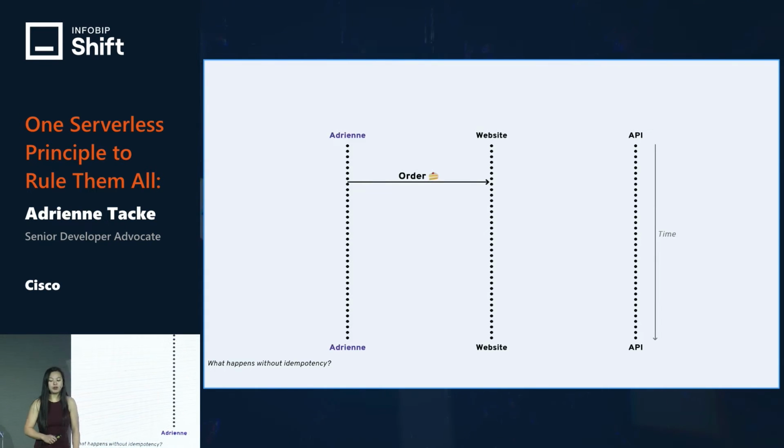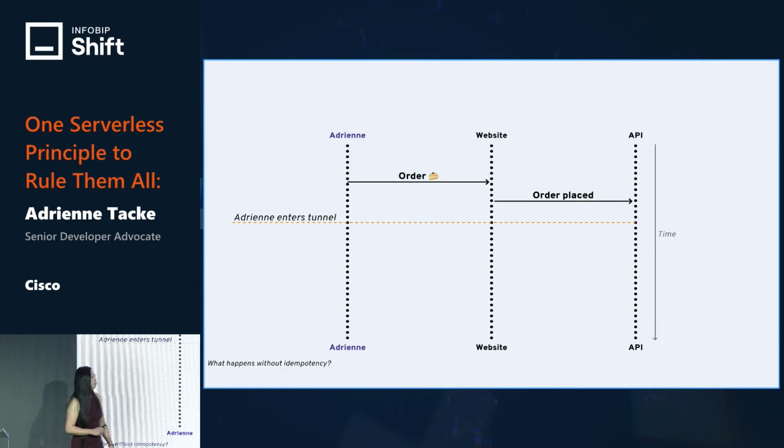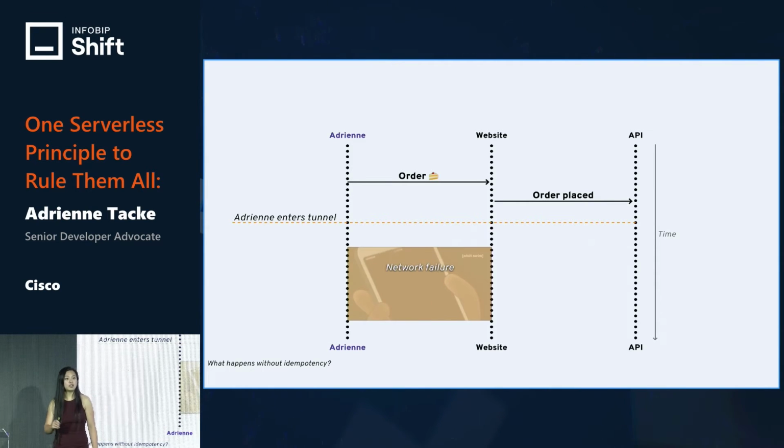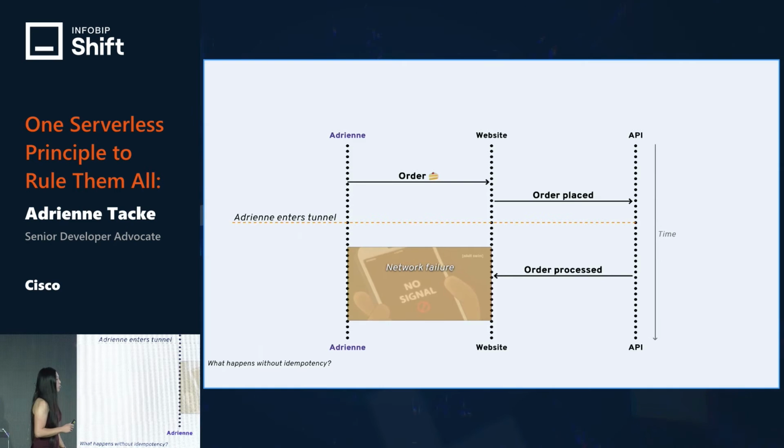So I've placed the order, right? I'm ordering my cake, that world famous strawberry shortcake. The order has been placed. But it's at this exact moment that we actually enter the tunnel. And when we enter the tunnel, I lose network for a period of time. There's no signal. And at this time, I'm like, okay, I think the order has gone through. I have no idea because I'm in the tunnel. What I don't know is that the order is actually processed while I'm in the tunnel.